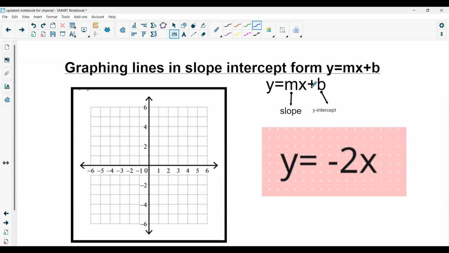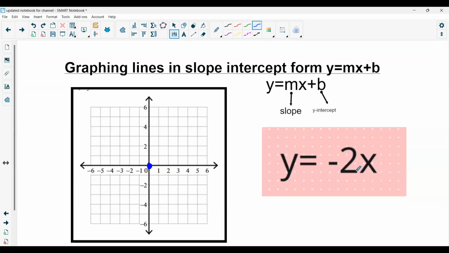What's different here? Remember, we always start with the number in the back. Do we have a number in the back? I don't see one. So when you see one like this, that means you're going to start at the origin. Your y-intercept is 0. You don't have one, so we're going to start at the origin. That means our line is going to be going through the origin.